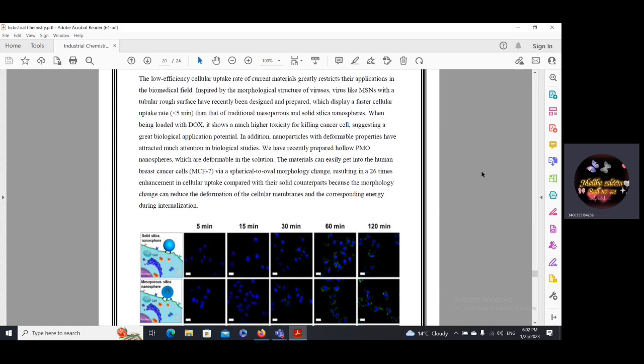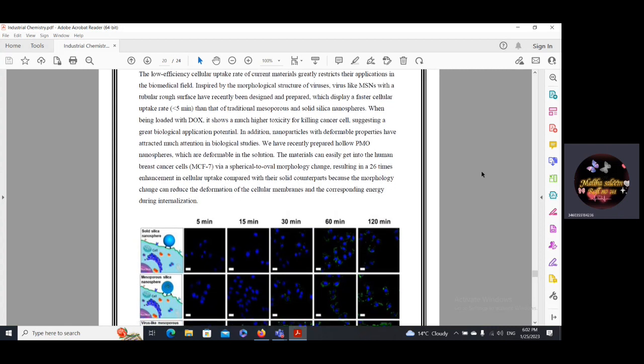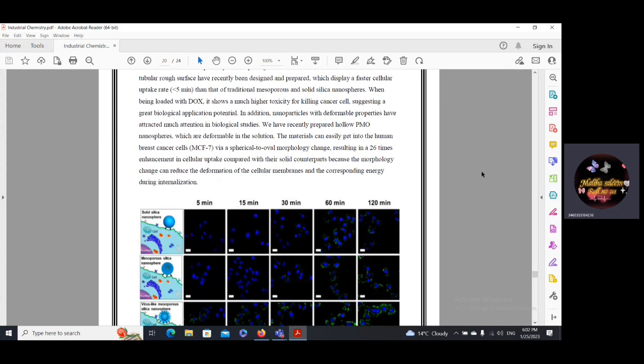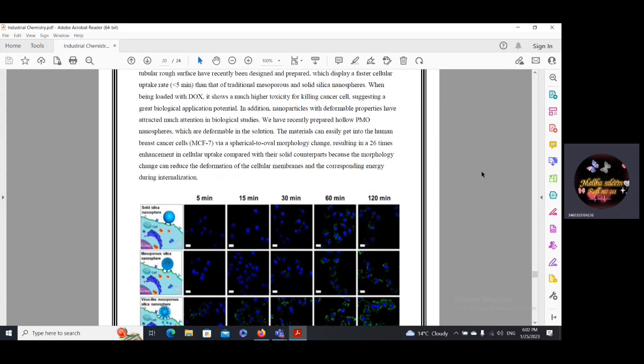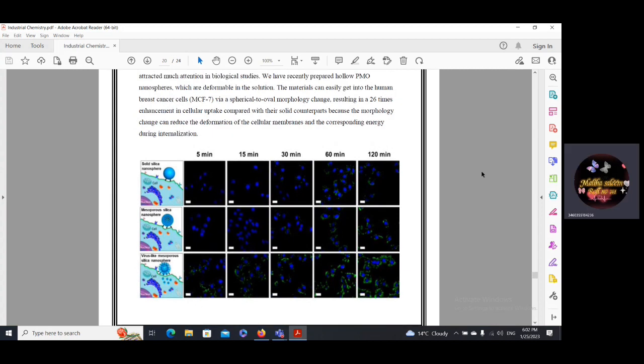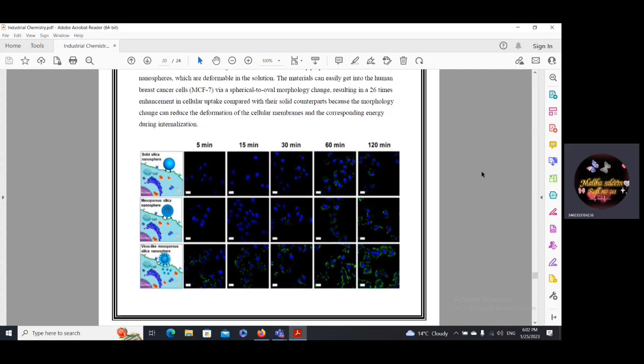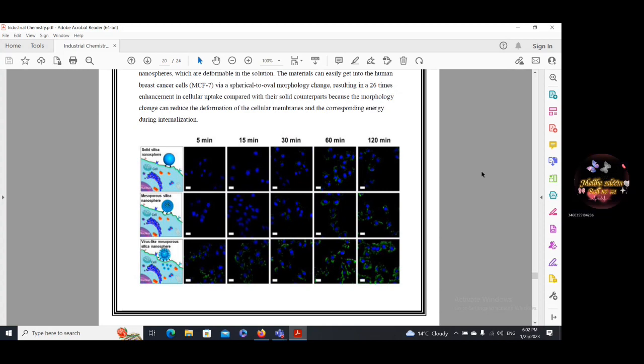They display a faster cellular uptake rate, less than 5 minutes, than that of traditional mesoporous and solid silicon nanostructures. Here's the diagram of the solid silicon nanosphere. 5 minutes, 15 minutes, 30 minutes, 60 minutes, and 120 minutes.